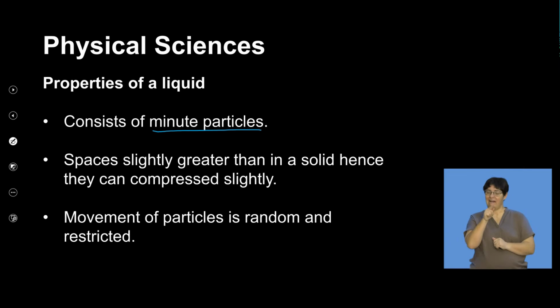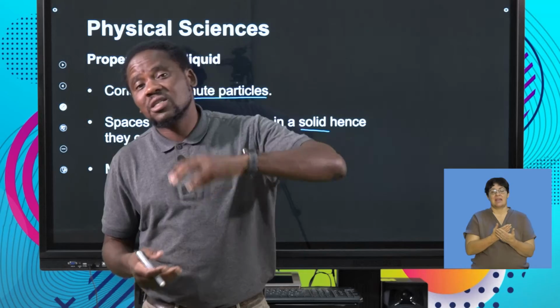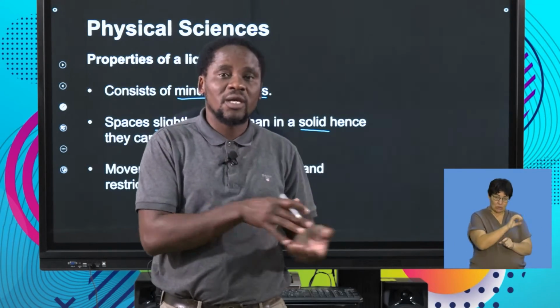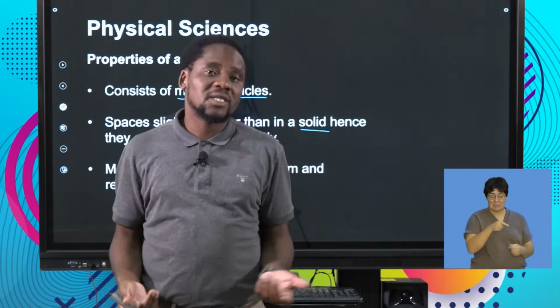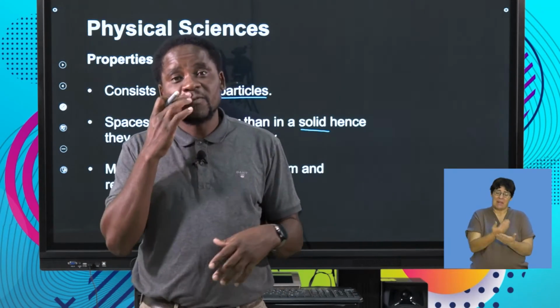The spaces are slightly greater. So when we say slightly greater, this is by comparison to a solid, so it's relative. Hence, they can be compressed slightly. So liquids can be compressed to a smaller extent. Why? Because the spaces available between the particles are comparatively greater than those of a solid. But beyond that, you cannot compress a liquid, okay, which has a wide range of applications in terms of technology, right?